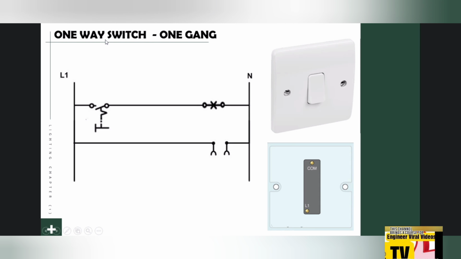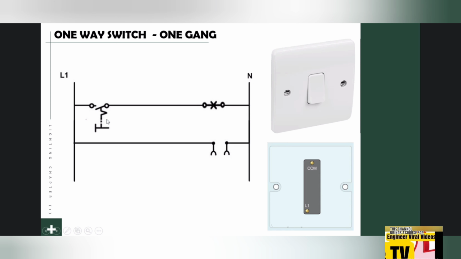First, the 1-way switch, 1 gang. See here, this is the faceplate of the switch, and this is the back of the switch. This is a plot for termination, and here this is a circuit for the switch. See here, this is a line, and this is a neutral.